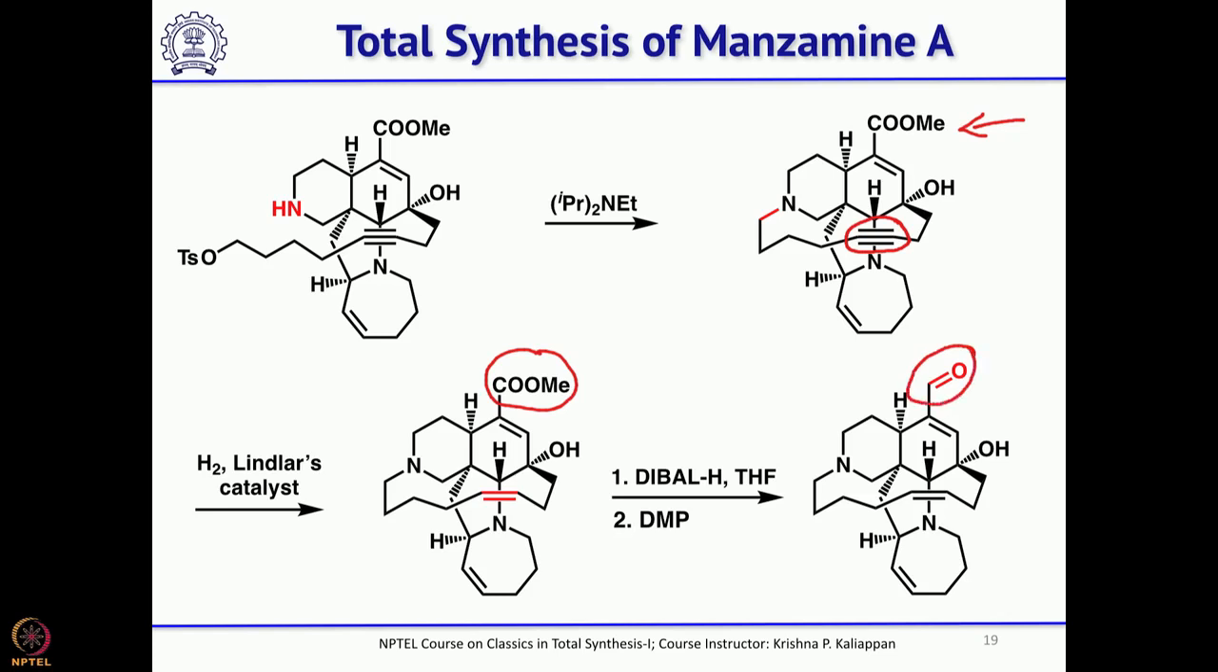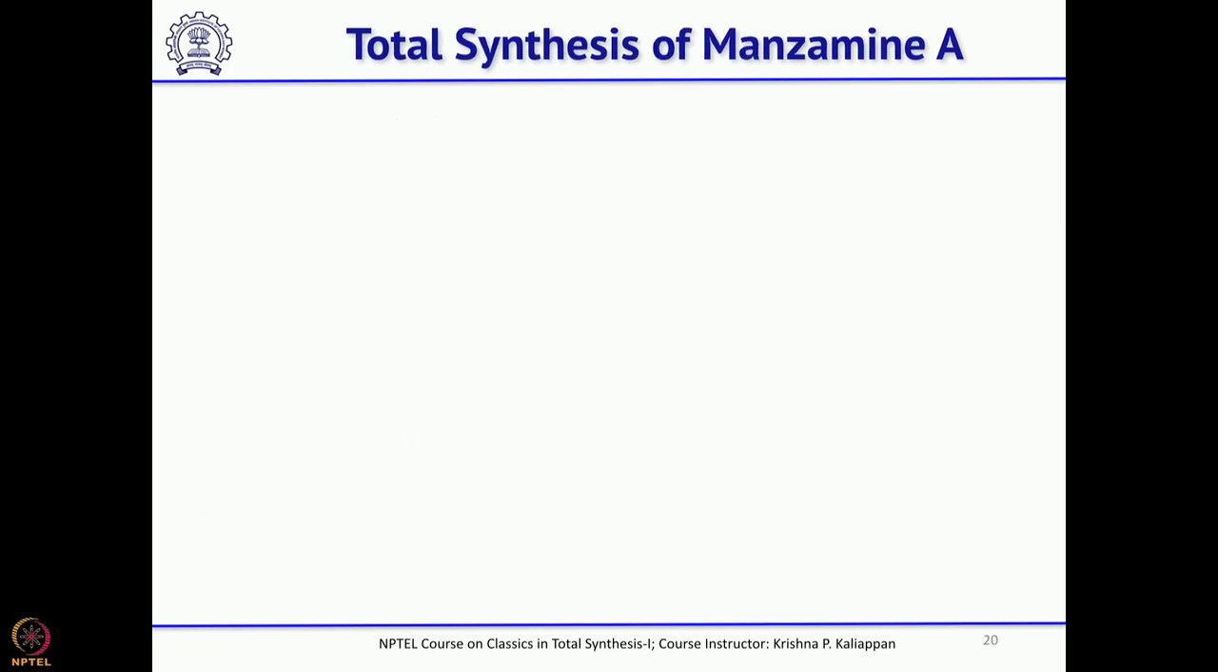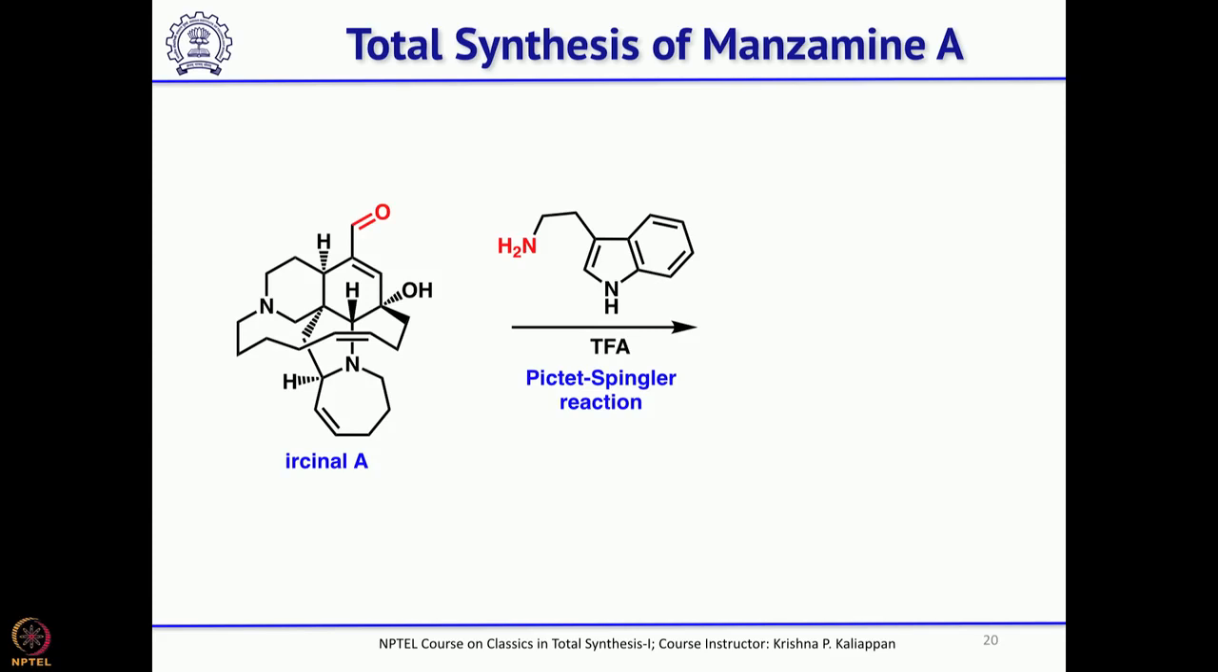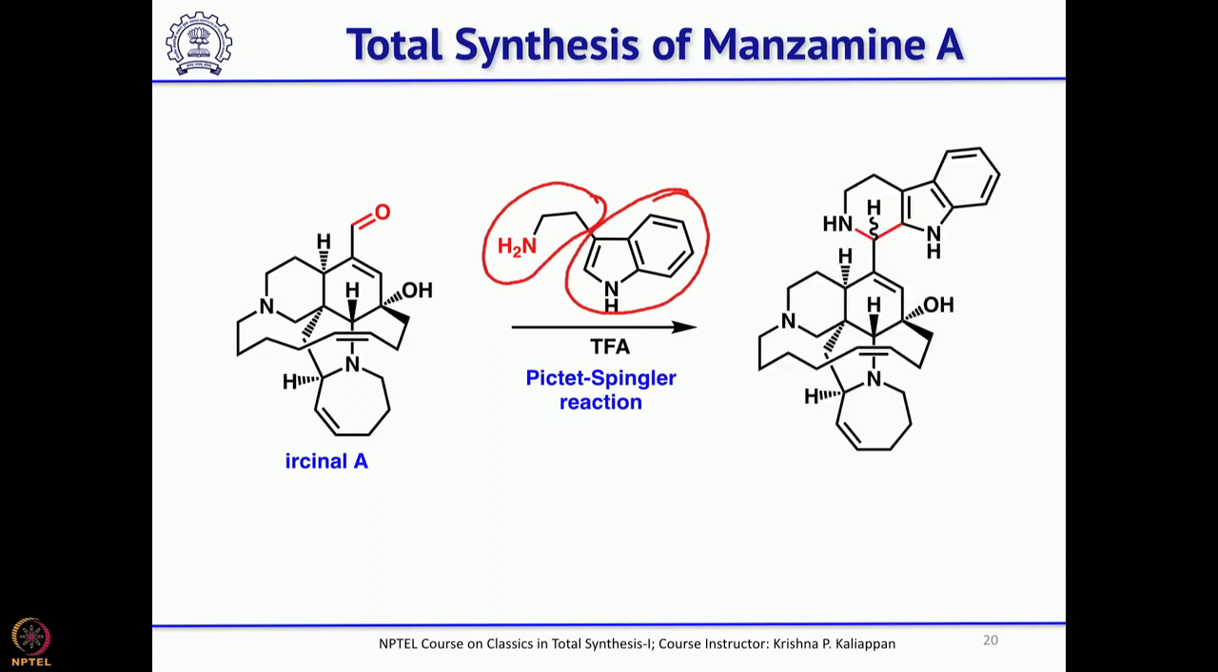Now you can recall why we need the aldehyde. As I mentioned, one of the key reactions in the total synthesis of manzamine is the Pictet-Spengler reaction, isn't it? So for that you need the aldehyde, and then what you need for the manzamine synthesis is this amine. So you have indole, you have CH2, CH2, NH2. Okay. So now with this, if you do the Pictet-Spengler reaction by treating with trifluoroacetic acid, what happens? You will get the corresponding 6-membered ring.